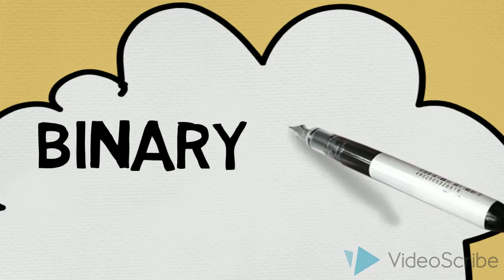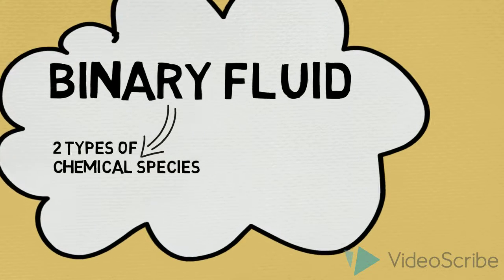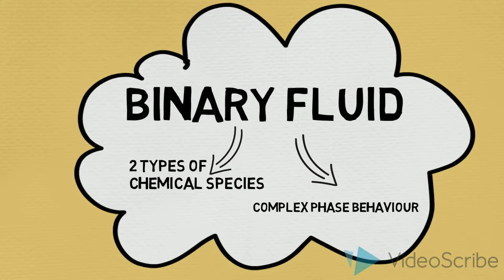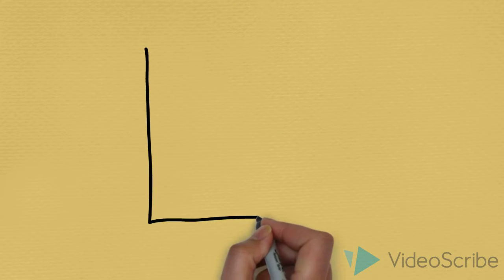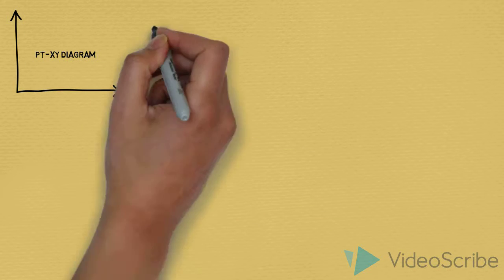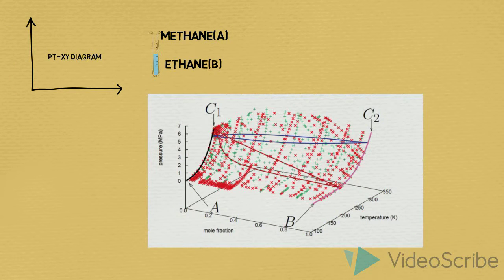Moving on to binary fluid, a fluid that consists of two types of chemical species and has phase behavior that is much more complicated than a pure fluid. Let's look at the PTXY diagram. We'll use an example of methane and ethane and focus on liquid-vapor equilibrium. Methane is the more volatile component, which is labeled as component A, while ethane is labeled as component B.